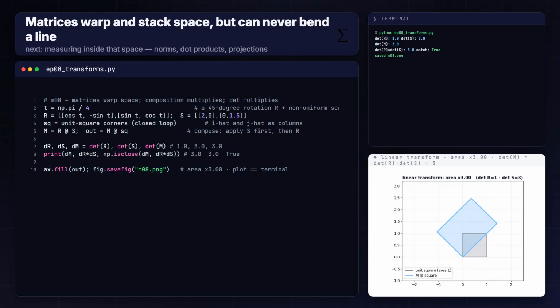Multiplying matrices warps and stacks space, but it can never bend a line. Next time we measure inside that space: norms, dot products, and projections.